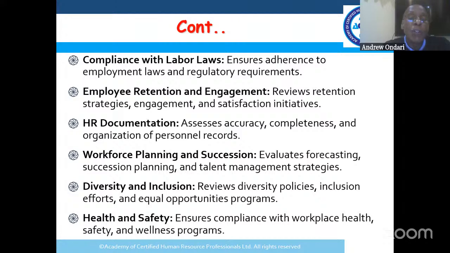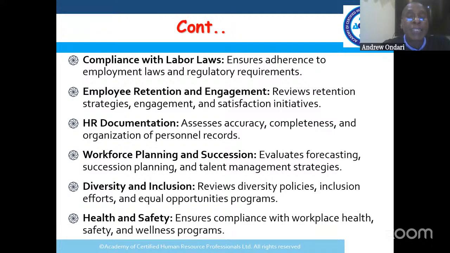When you talk of recruitment and selection, training, performance management, and health and safety, we all need to ensure that our practices, our policies, and our procedures are in compliance with the labor laws.